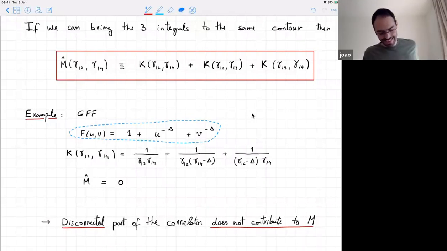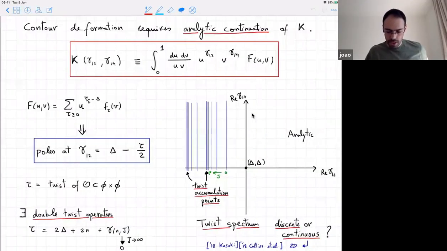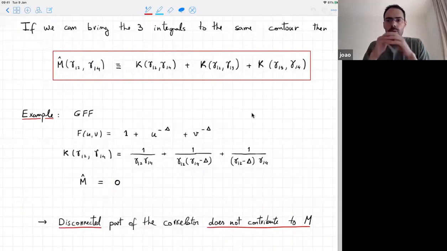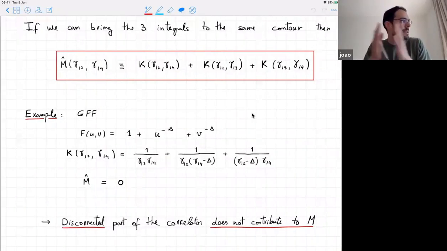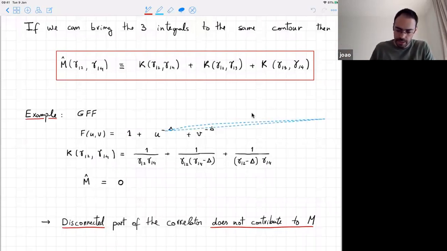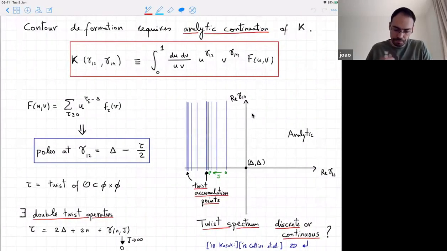Okay, so this was the basic idea. It's rather simple. So what's the next step? The next step is to bring these contours together. But how to do it? For that, we need to analytically continue the function k. So we need to discuss how to analytically continue this function k. This is what this slide is about.